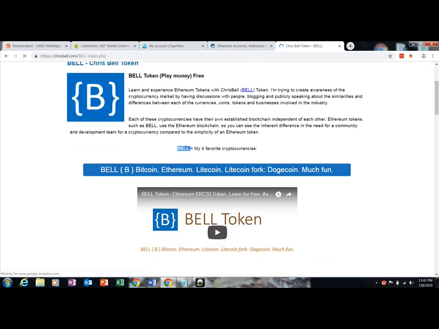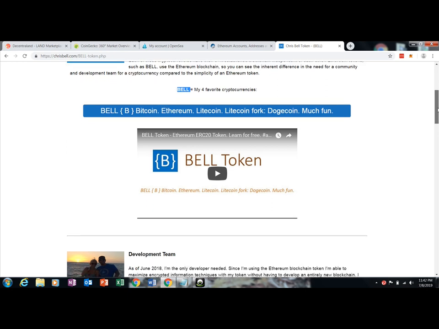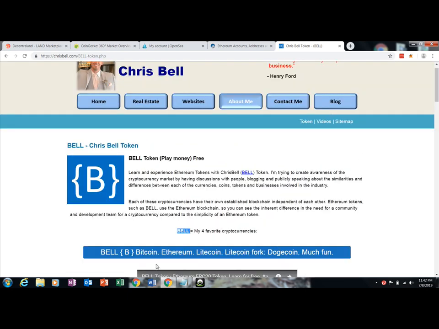I named it after my last name: Bell. Bitcoin, Ethereum, Litecoin, and Dogecoin, those are the four cryptocurrencies that I like a lot. They all have their own blockchain. None of them are tokens. All of the tokens are on Ethereum, and the tokens are where the ERC-20 and ERC-721 come into play.